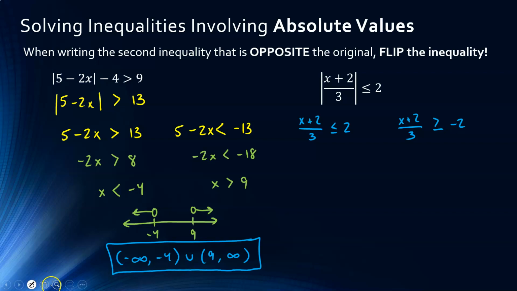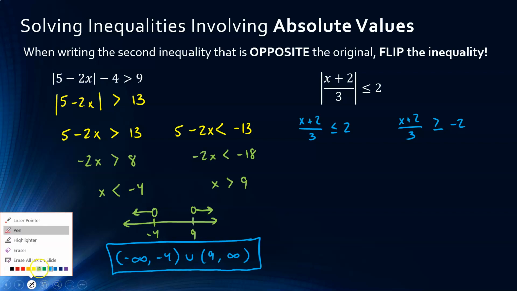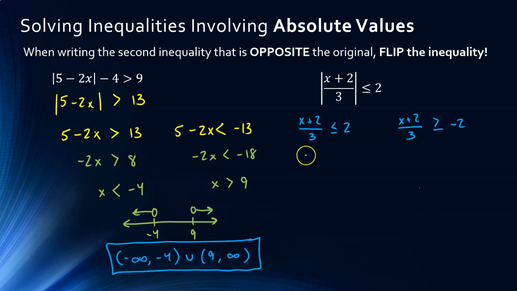So now let's solve that first one. To solve the first one, I'm going to multiply everything by 3 to get rid of the fractions. So we'd have x + 2 is less than or equal to 6. So we cleared out the fraction by multiplying by 3, if you didn't see what I did there. And now we would just solve this by subtracting 2. So we get x is less than or equal to 4.